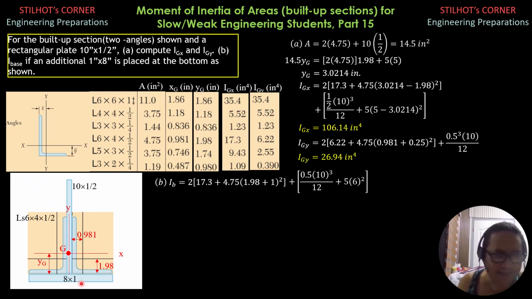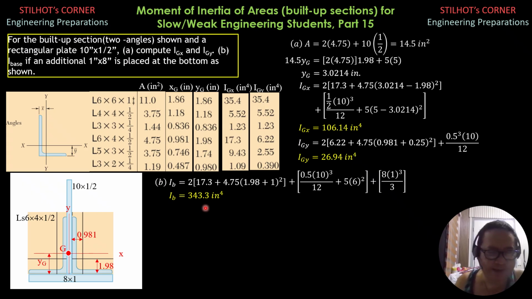Then for this rectangular plate, 8 times 1 cube over 3 with respect to the base. So I with respect to the base is equal to 343.3 inches to the fourth.